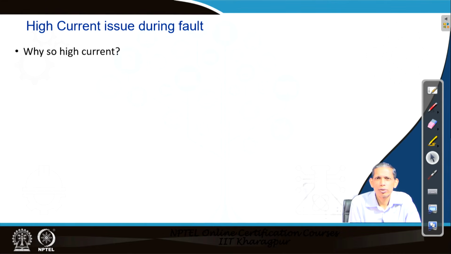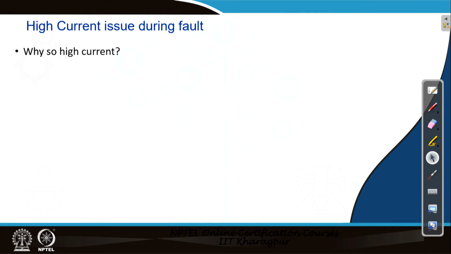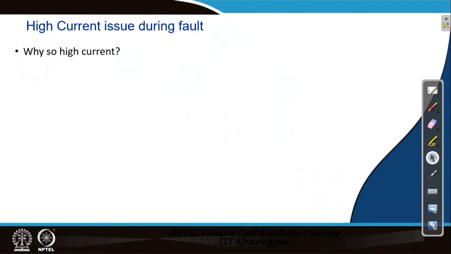Now, coming to the issues related to fault. We say that shunt faults result in large current, series faults result in voltage issues. So our focus here henceforth will be on the large current issue, that is the shunt fault issue. In case of a shunt fault, we see that the current becomes pretty high.